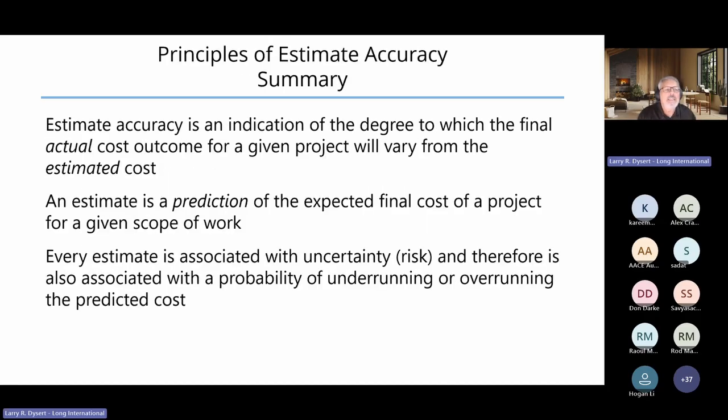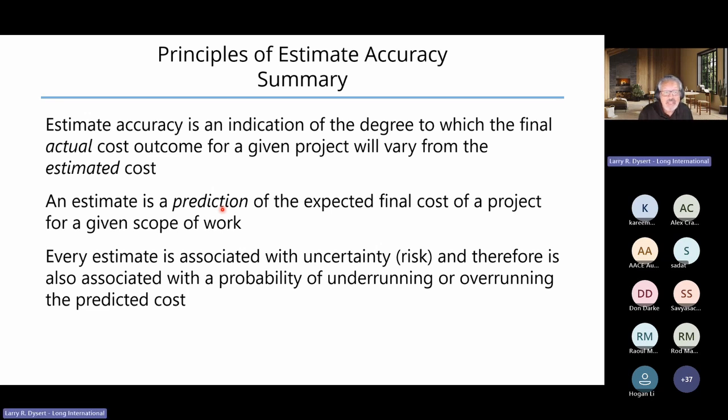So to summarize here, estimate accuracy is an indication of the degree to which we think the final actual cost outcome might differ or vary from our estimated cost. We have to understand and communicate that every estimate is a prediction of the expected final cost, but not the absolute final cost. And as a prediction, every estimate is a range of values. It's not a single number.